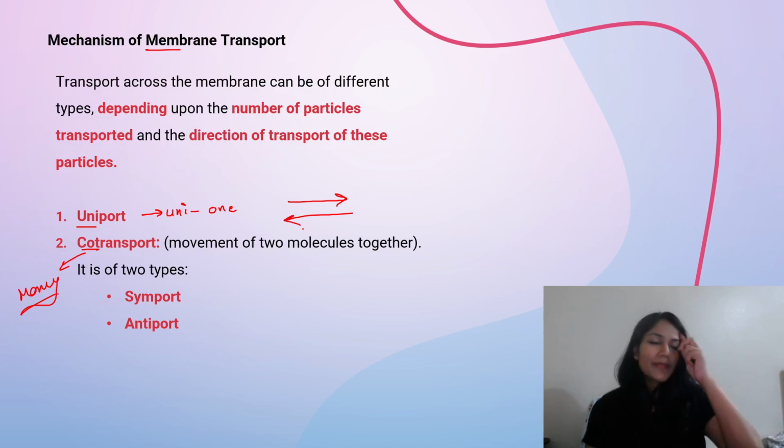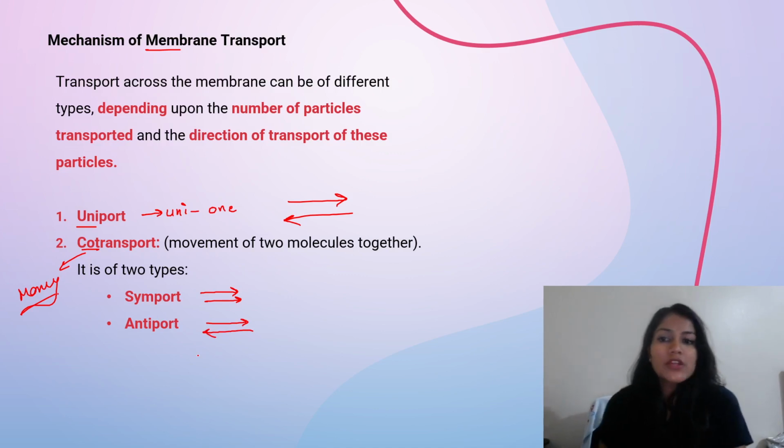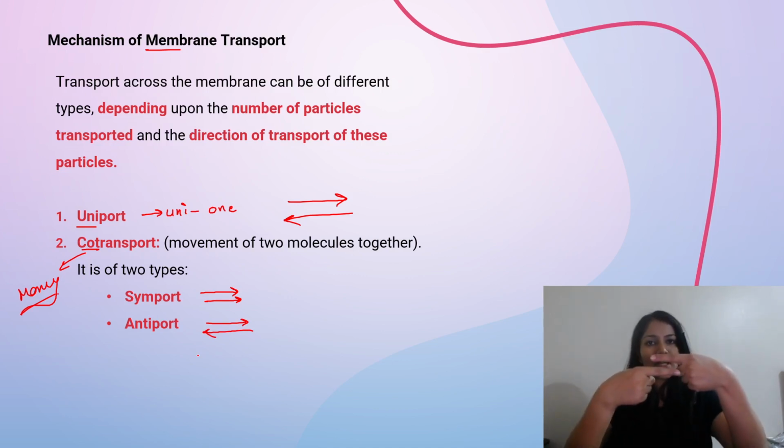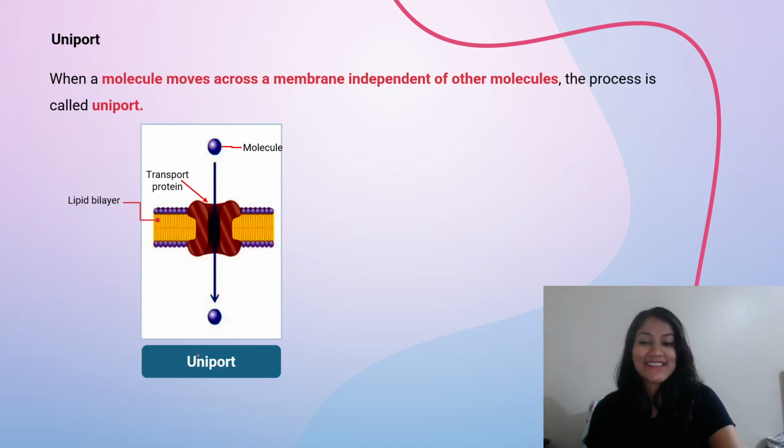एक ही मॉलिक्यूल है। पर जब हमारे पास दो मॉलिक्यूल्स प्रेजेंट हैं तो वो दोनों एक ही डायरेक्शन में जा सकते हैं, या फिर वो दोनों एक दूसरे के अपोजिट डायरेक्शन में जा सकते हैं। So the molecules can move in the same direction or they can move in opposite directions, right? So इसको हम क्या बोलेंगे? Symport and antiport. We are going to discuss it in detail. चलो, the first one is uniport.